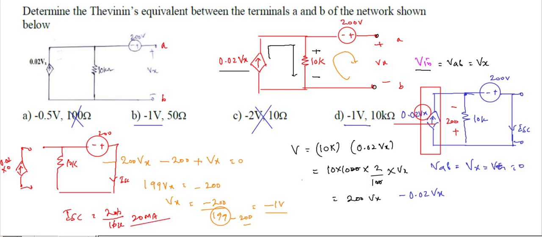What is RTH? RTH equal to minus 1 by, VTH by ISC, 20 milliamperes. 20 into 1000. He asked in kilo ohms, so the kilo ohms will not come into picture. You get 50 ohms if you take the magnitude. So it will not be the option. 50 ohm is the correct answer.